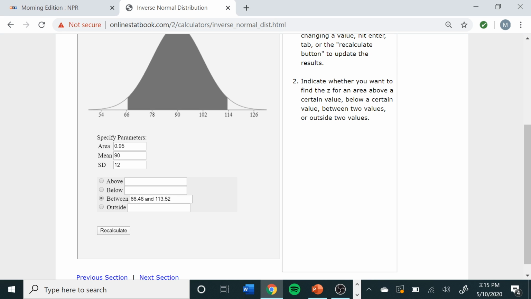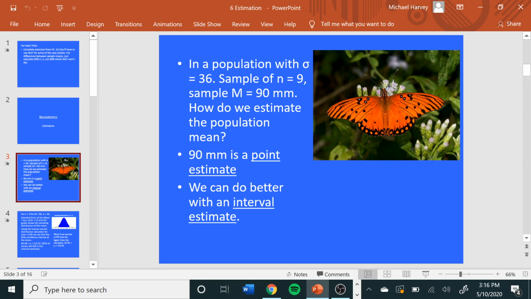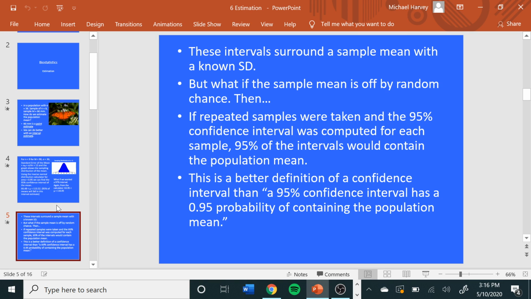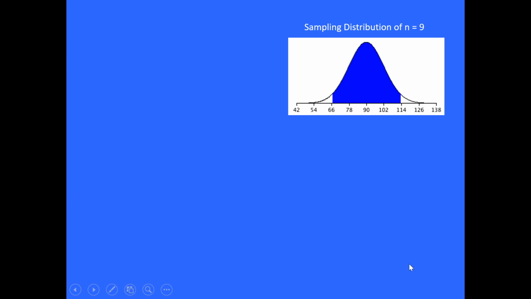So this is actually the answer that we could report. All right. So there would be two ways to tell people what's going on in these butterflies. One would be to give a point estimate, 90 millimeters. That's just based on a sample of 9. But we can do better if we can tell somebody what the confidence interval is.